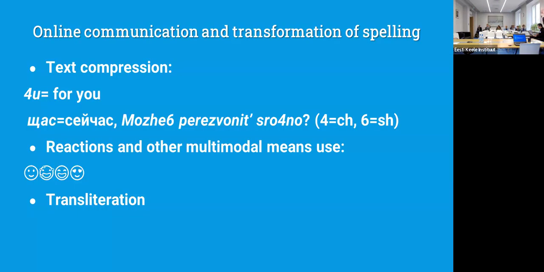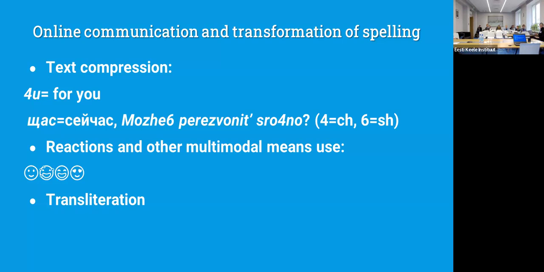And here we also wanted to note that online communication is a very specific part of our communication, and we have to think all the time about this transformation of our speech, because it's not exactly a written form, and it's not, of course, a colloquial form, and it has some specific features. I will mention just some of them. We use quite a lot of text compression. You can see, for example, when we use numbers to express some words, like "for you", or we compress the text up to the word as we pronounce it, not "сейчас", but "сейчас", and it's very commonly used in online communication. Or how to show that this one is ш: "можешь перезвонить срочно". So we can see that ш and ч are substituted with numbers which start with the same consonant in the Russian language.